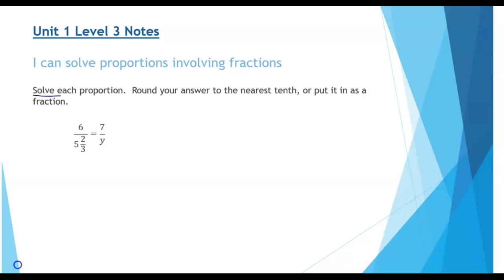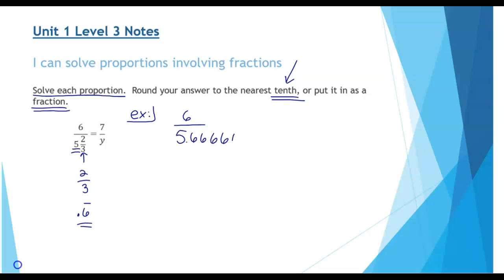Now we're going to solve the proportion here, where we can round to the nearest tenth or put it in as a fraction. So let's first of all do the rounding where we change this to a decimal. So our first example here is changing this 2/3. If you do 2 divided by 3, you get 0.6 repeating. So I could write that as 5 and 0.6 repeating more, so 5.666, and we'll just get a few of them on there. And that's equal to 7 over y.